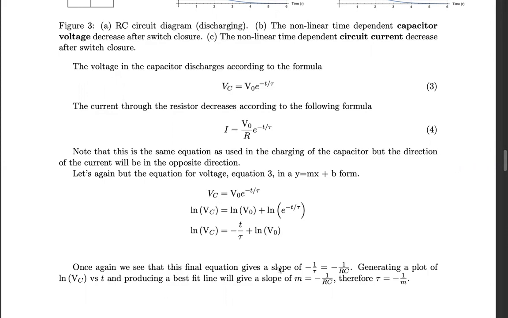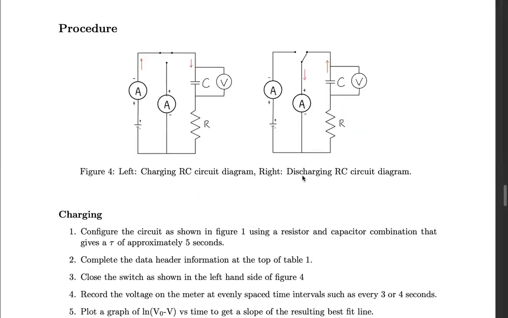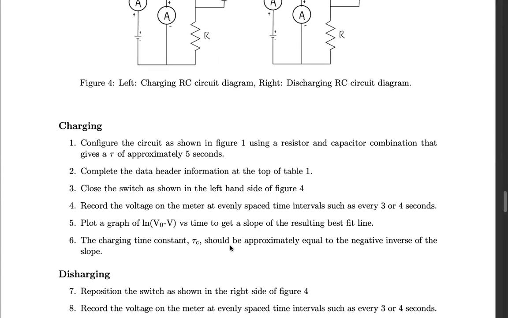And here's the procedure. I have both the charging circuit and the discharge circuit in one figure. So you configure the circuit shown in figure 1, complete the data header, close the switch, and record the voltage on the meter at evenly spaced time intervals, such as every 3 or 4 seconds.